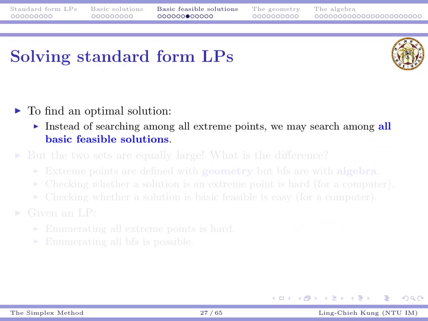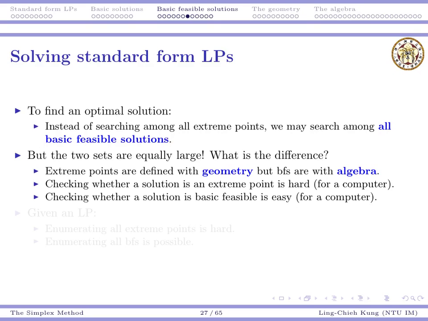So our strategy may be the following: to find an optimal solution, I do not want to search among all extreme points. I want to search among all basic feasible solutions. Among them, I find the best one. If there is an optimal solution, that's the optimal solution. But we know that these two sets are equally large, so searching among this set and searching among that set seems to be the same. However, from the perspective of using computers, they are definitely different.